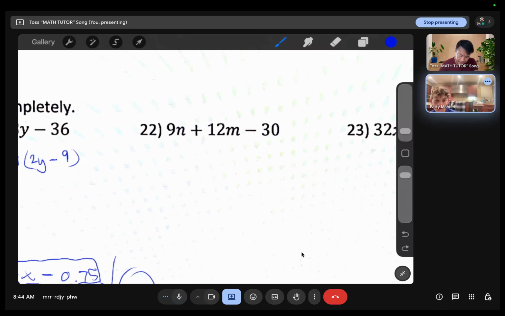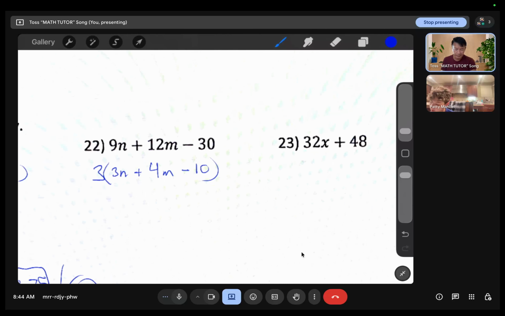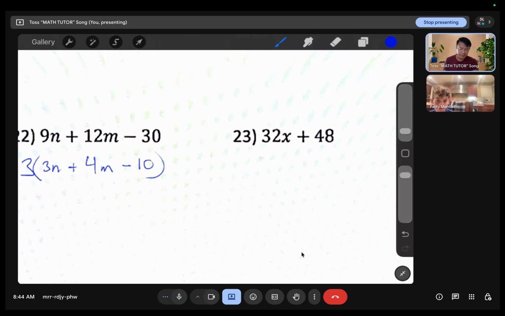3, parentheses. Yeah. 3 parentheses, 3n, right? Plus 3n, 4m minus 10. Yep. This should be the answer, and I'm pretty sure it is. Okay. What about this one?